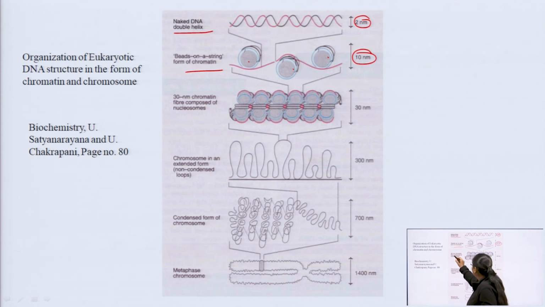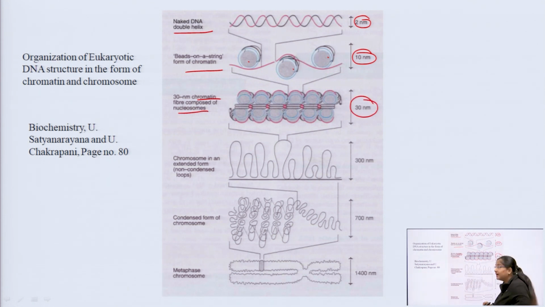Then the 30 nanometer chromatin fiber composed of nucleosomes. Now, you can see there are chromatin, there are nucleosomes present in here. So, the structure becomes 30 nanometer, it has increased. Then the chromosome in an extended form. Now, the chromosomes are in the extended form, the width becomes 300 nanometer.